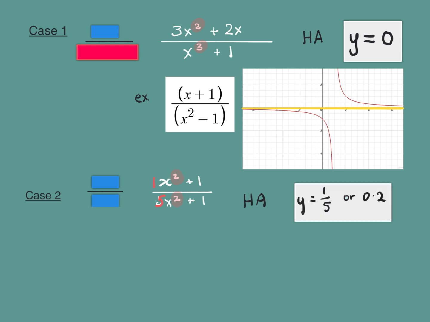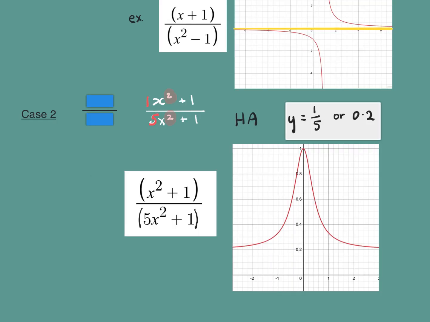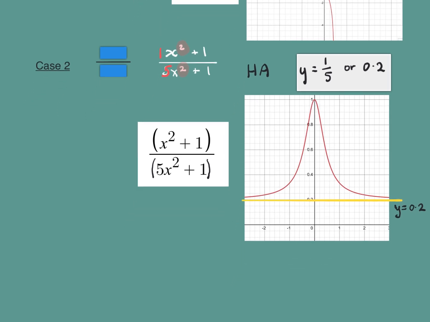So what will the asymptote look like? It will be a line through 0.2. And the line is called y is equal to 0.2. Now let's have a look at case 3.